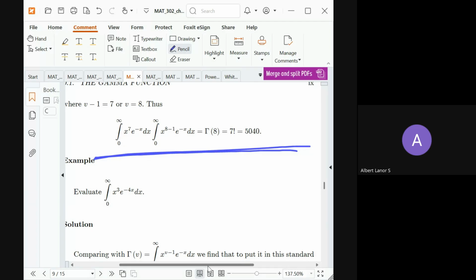Now, the next example: we want to evaluate the integral of x e minus 4x dx. But the statement is that the e must be to the power minus x.